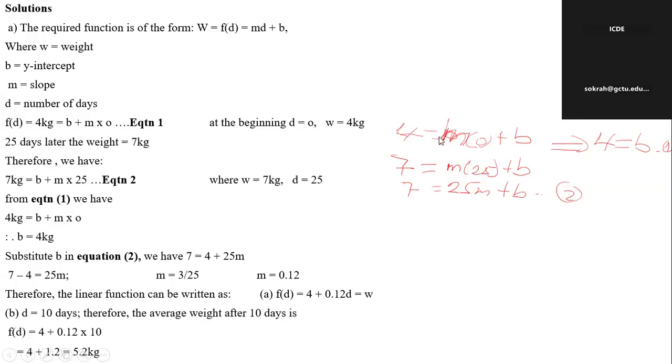So if you want to see it, 4 is equal to M times 0 plus B. M times 0 plus B. So that is what you see, which implies 4 is equal to B. That is equation 1.